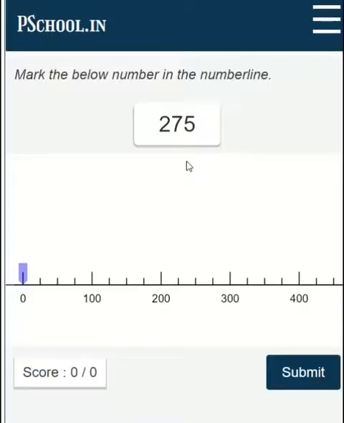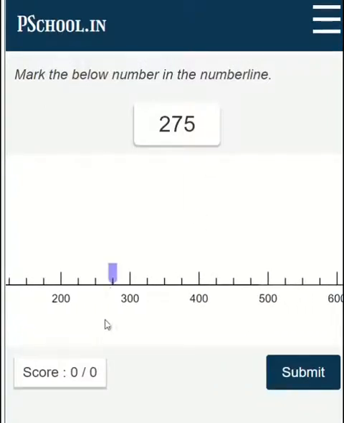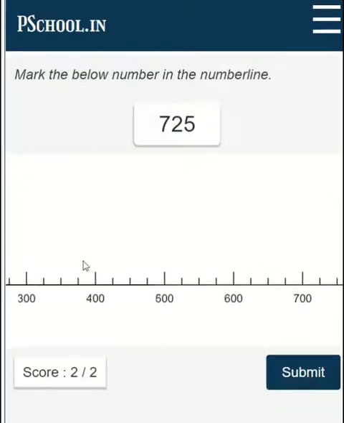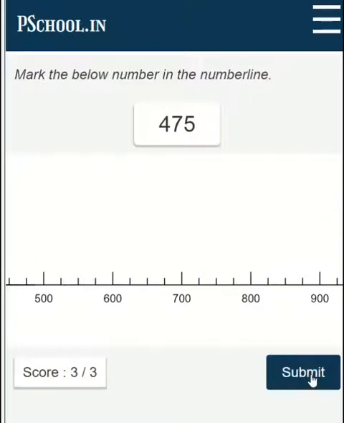Let us try one more here. Here the major division is 100 and each minor division is 25. 275 is present over here. 150 comes here. 725 comes here. Same way, we can do the rest of the problems.